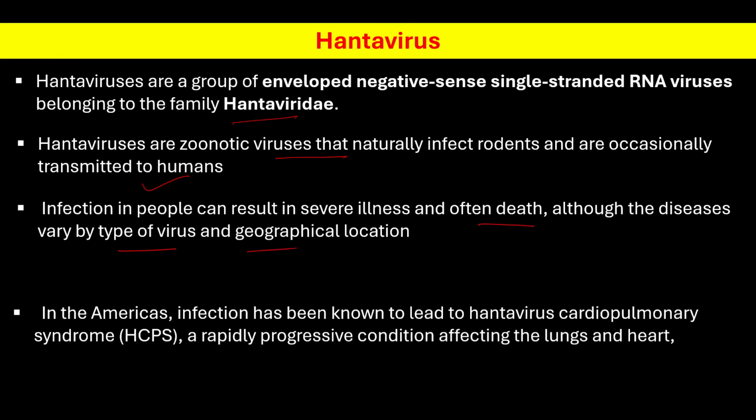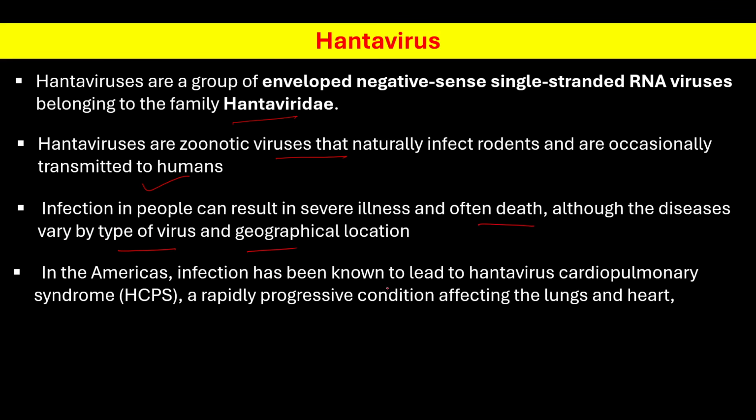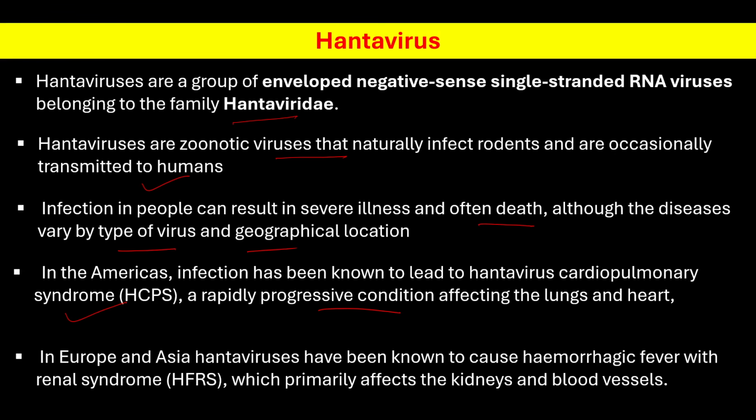geographical location. In the Americas, the infection has been shown to lead to hantavirus cardiopulmonary syndrome, a rapidly progressive condition affecting the lungs and the heart. Whereas in Europe and Asia, hantaviruses have been known to cause hemorrhagic fever with renal syndrome, HFRS, which primarily affects the kidney and blood vessels.